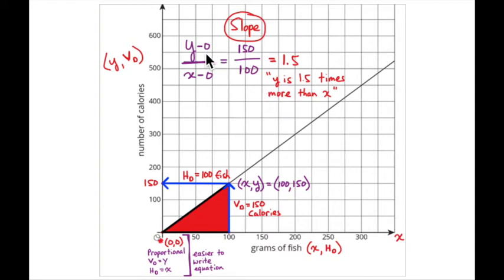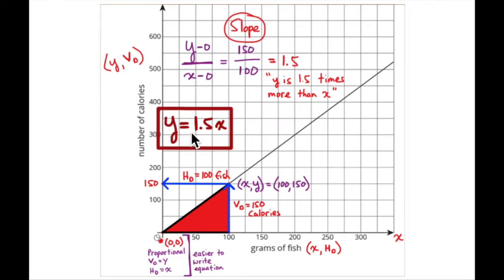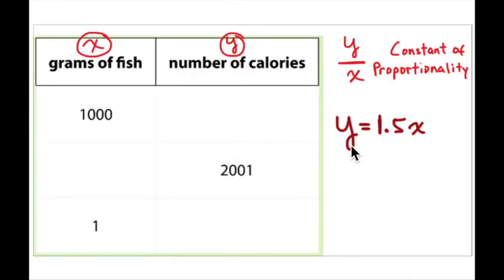So this tells you what the equation is. So y is 1 1/2 times greater than x. So then you can just write that. Y is equal to 1 1/2 times x. This is the equation. You're going to use this equation to fill in this table. So y equals 1 1/2 times x.